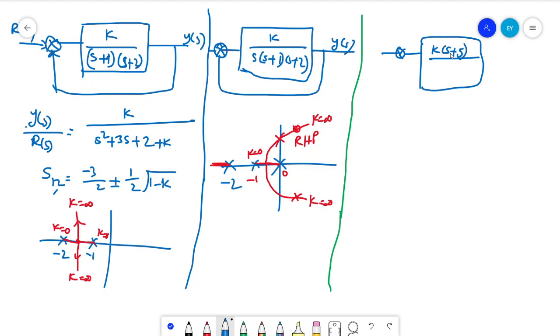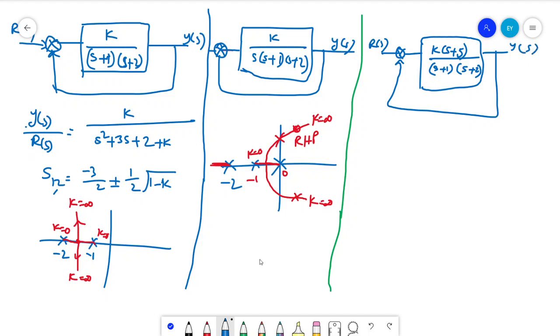If you have any s, then what happens? You will be taking a 0. I mean, the 0 will be at origin. Just check this. Adding an extra 0, how will the actual system become? 1 by s plus 1 into s plus 2, with feedback, R of s, Y of s.